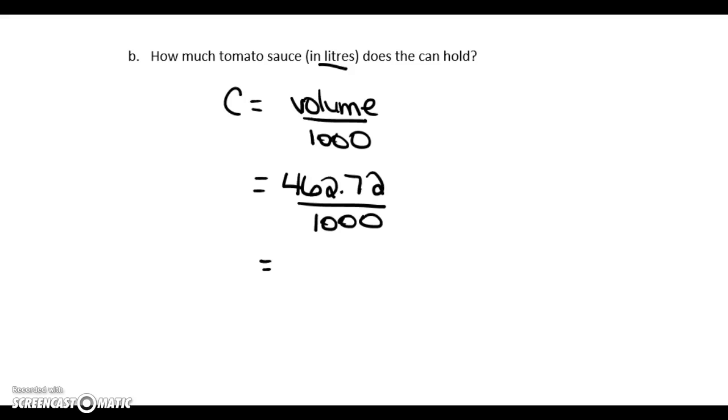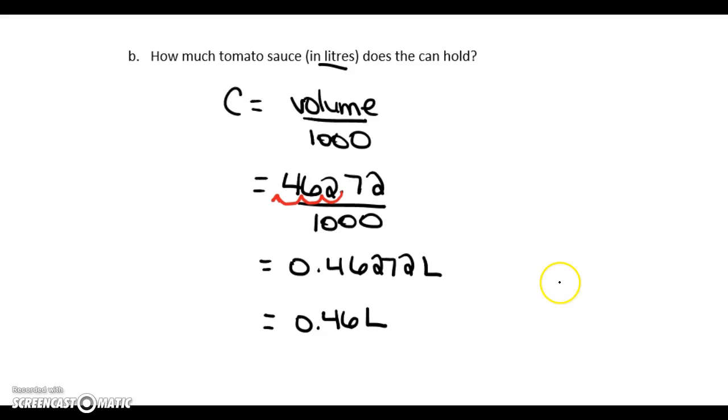You can either put that into your calculator, or, if you remember that little trick for dividing by multiples of 10, we're just going to move our decimal 3 times to the left, the same number as we see zeros on the bottom. And so we get 0.46272 liters as our answer. But we should always round to 2 decimals, as I prefer. And to 2 decimals is 0.46, and we don't have to worry about rounding because that number is a 2. So our answer here is 0.46 liters.